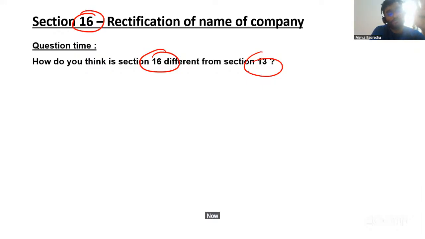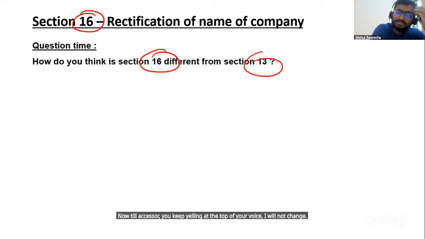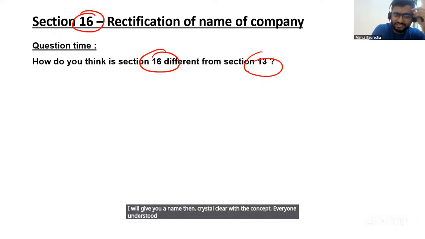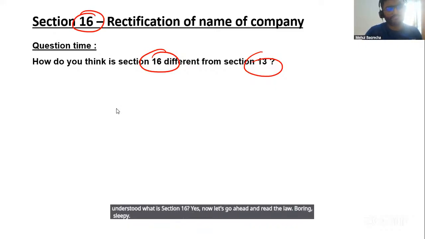Now Tilak says, sir, you keep yelling at the top of your voice, I will not change. Law says, no problem. You don't change. Within the time frame that I have given, I will give you a name then. Crystal clear with the concept? Everyone understood what is section 16? Yes. Now let's go ahead and read the law. Boring? Sleepy? No, sir.